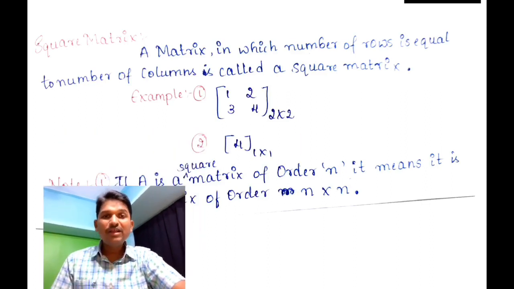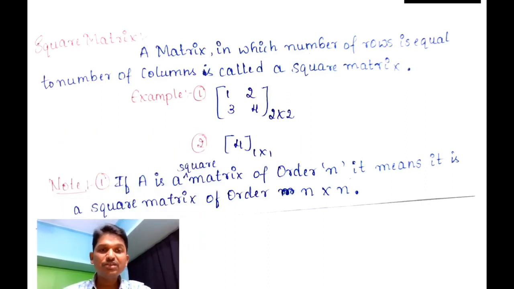Regarding square matrix, we use this point while doing the problems. If A is a square matrix of order n, they'll say that A is a square matrix of order n. Order n means what? It means that it is a square matrix of order n by n.